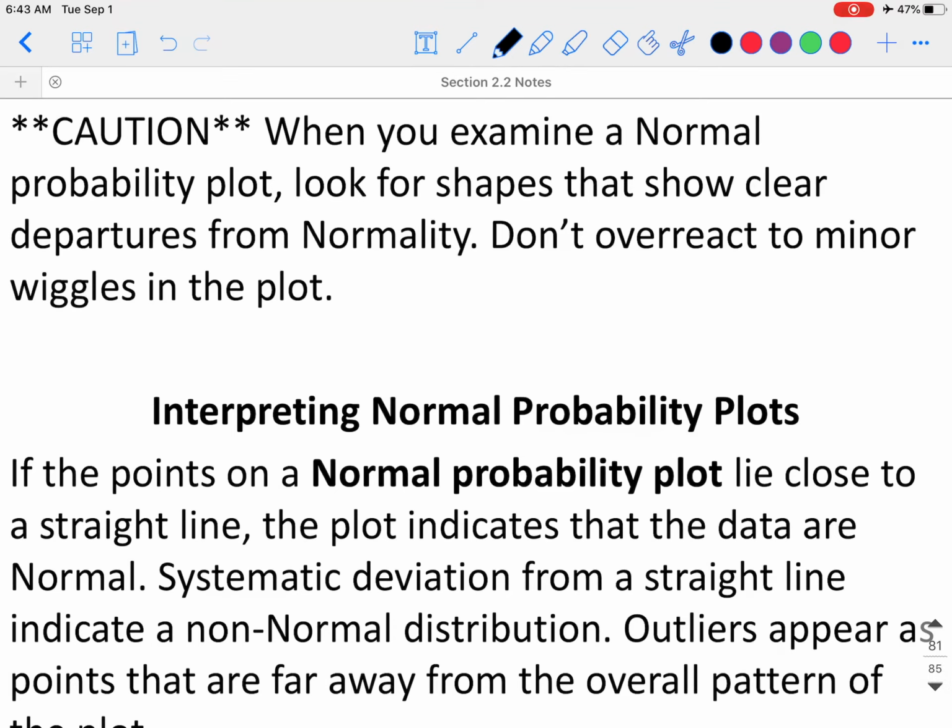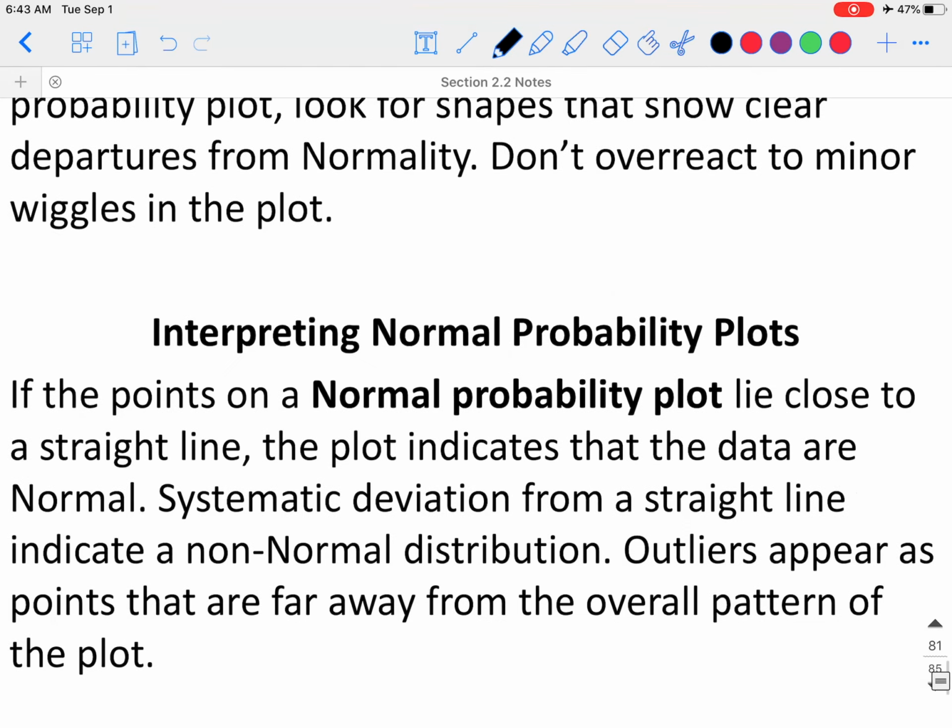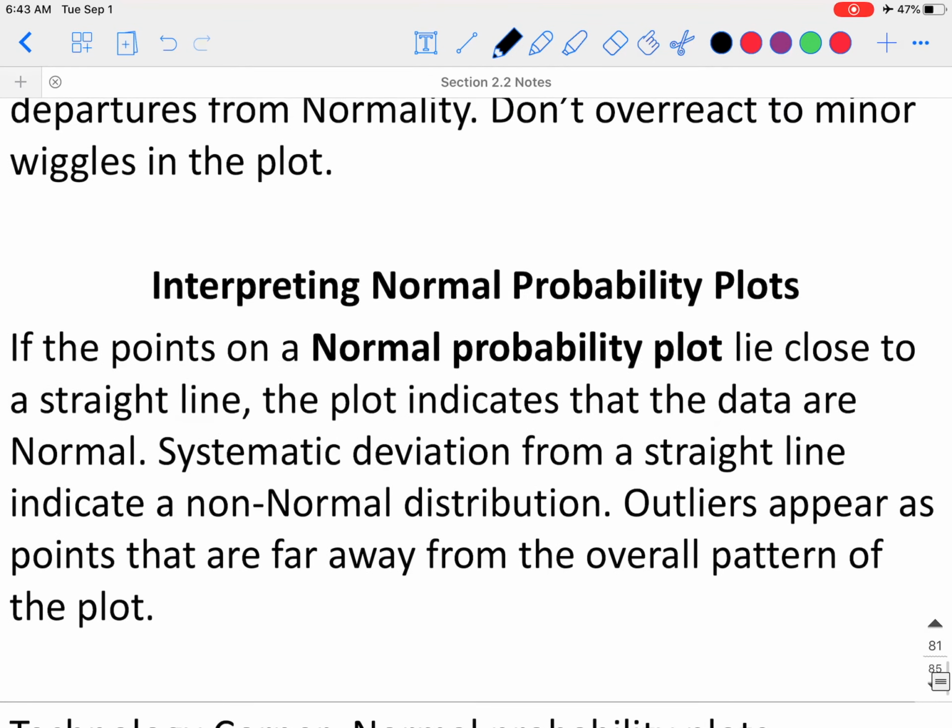Now there is a caution. When you examine a normal probability plot, look for shapes that show clear departures from normality. Don't overreact to minor wiggles in the plot. When you interpret a normal probability plot, if the points lie close to a straight line, the plot indicates that the data are normal. Systematic deviations from a straight line indicate a non-normal distribution. Outliers appear as points that are far away from the overall pattern of the plot.